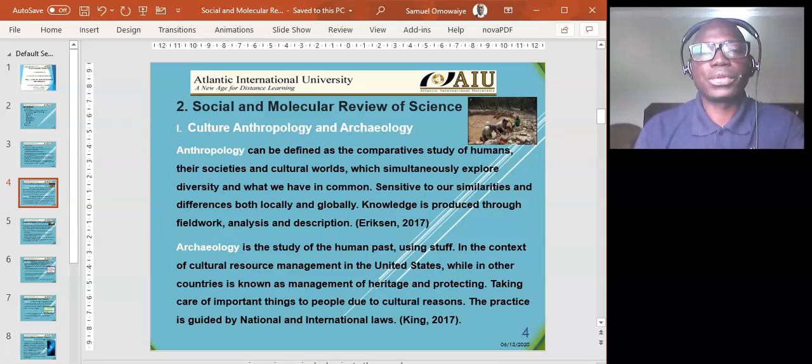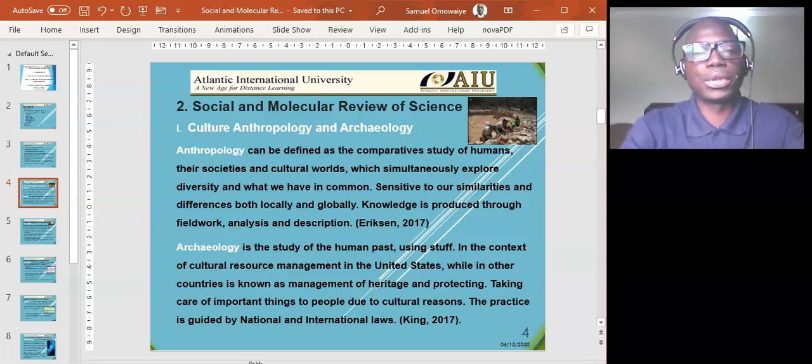Like just recently, we had the EndSARS movement in Nigeria, whereby the youths were demanding better living conditions and an end to police brutality. Also, we have a rise in interest in cultural identity, which is seen as an asset. Likewise, anthropology's central task is giving an account of some of the other lives we could have led.